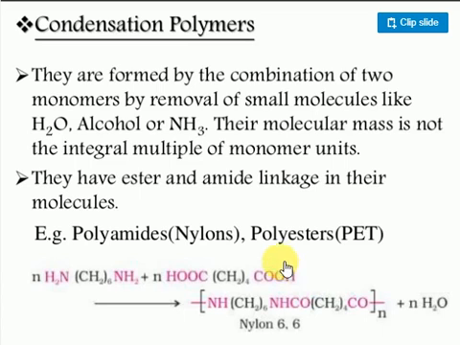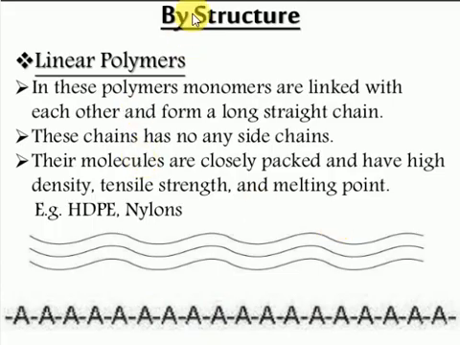Look at the next one, it is a very easy one. Look at the classification based on the structure. Based on structure, they are called linear polymers. In these polymers, monomers are linked with each other and form a large straight chain molecule. Remember this, nothing but this is one polymer, linear only. Look at it like an A molecule is there. These chains have no side chains.